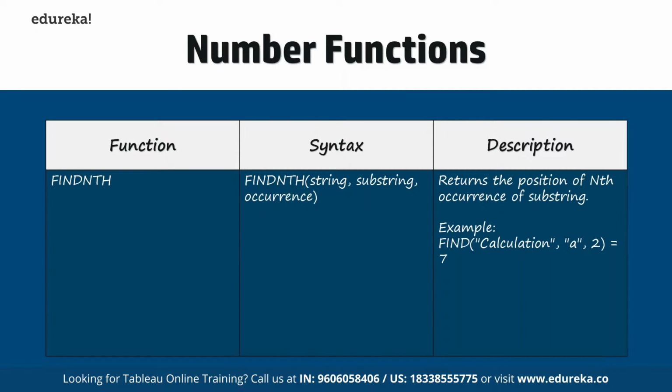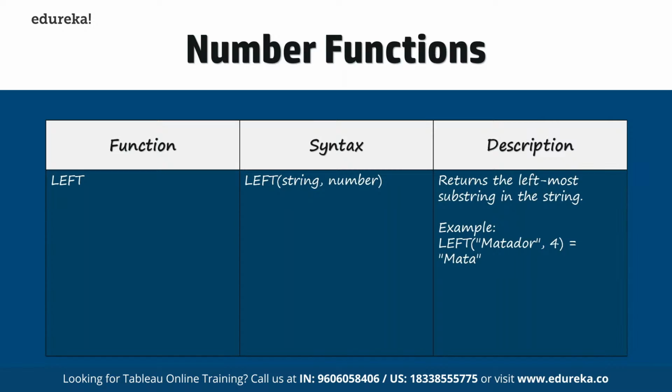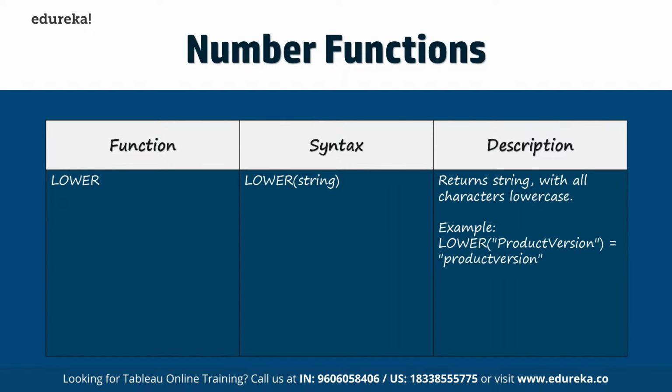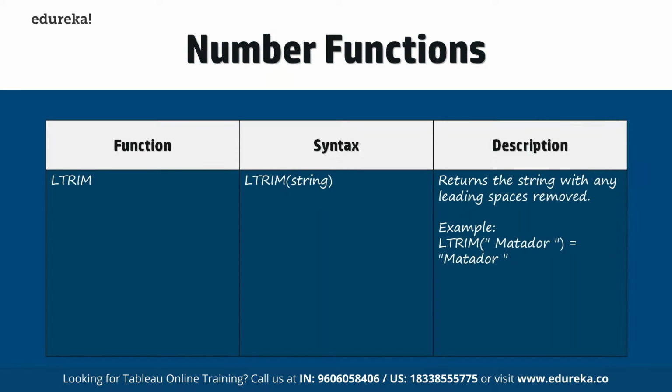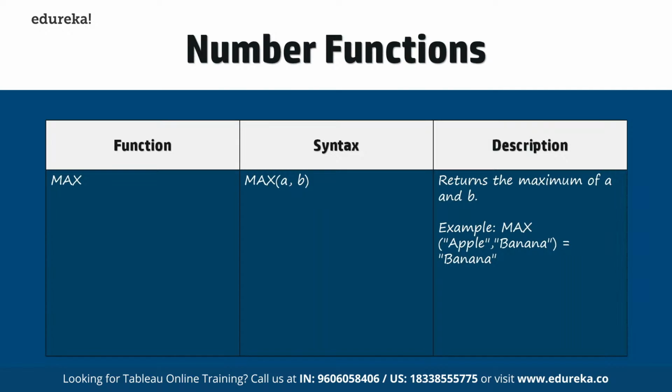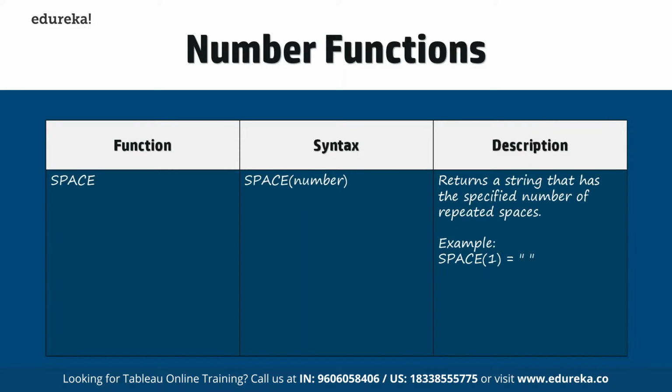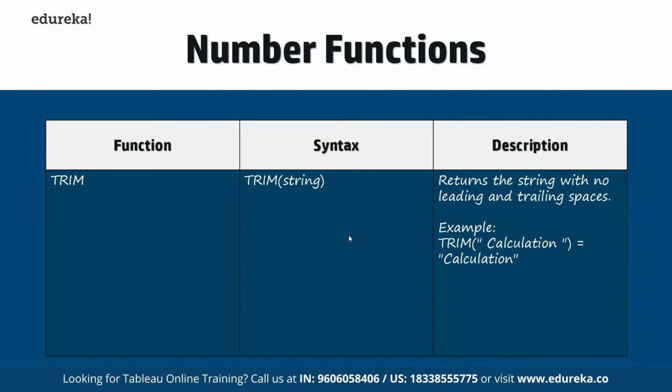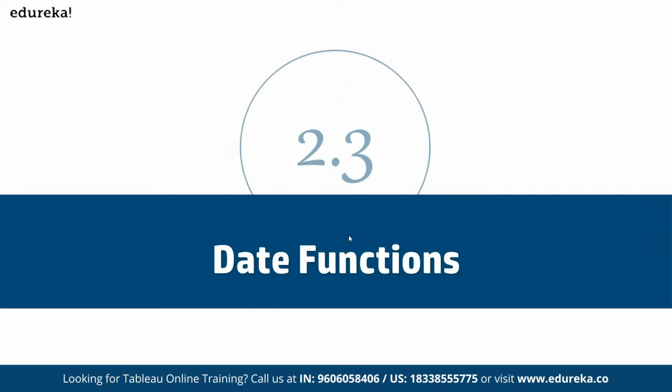Find nth position. Like that, again, we have so many functions. Left function, right function, length will give the length of the string. Lower converts the string into lowercase. Upper converts it into uppercase. L-trim removes the leading spaces. R-trim removes the trailing spaces. Max can be used here also. It will give you the maximum based on the alphabetical sequence. So string manipulation. Okay, we can also split the function based on some delimiter, trim it.